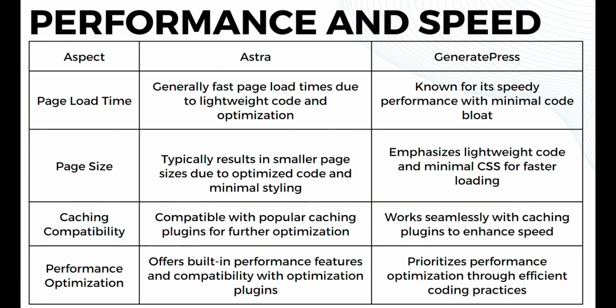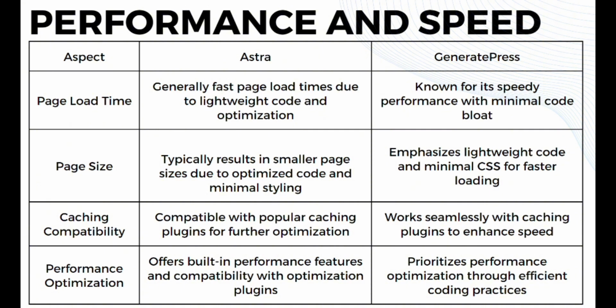As you can see on this table, in terms of page load time, Astra has generally fast page load times due to lightweight code and optimization, while GeneratePress is known for its speedy performance with minimal code load. And in terms of page size, Astra typically results in smaller page sizes due to optimized code and minimal styling, while GeneratePress emphasizes lightweight code and minimal CSS for faster loading.